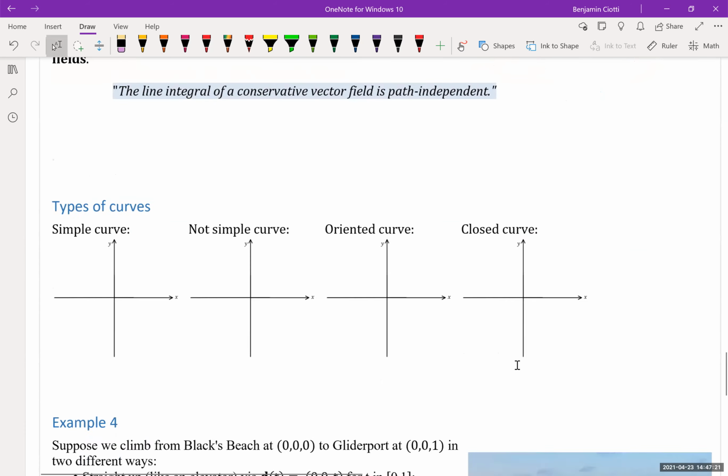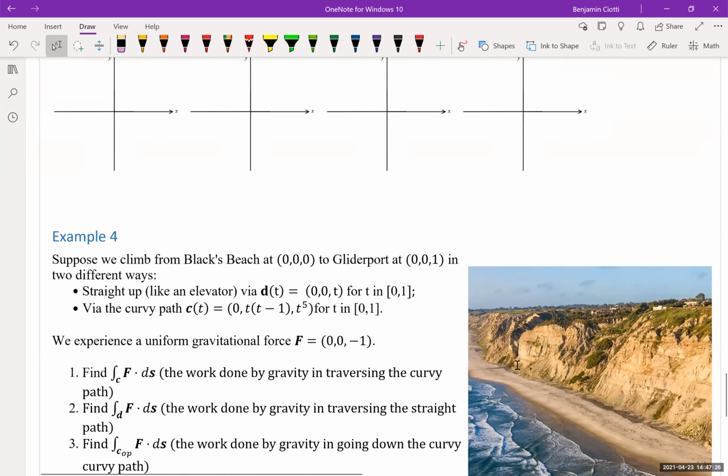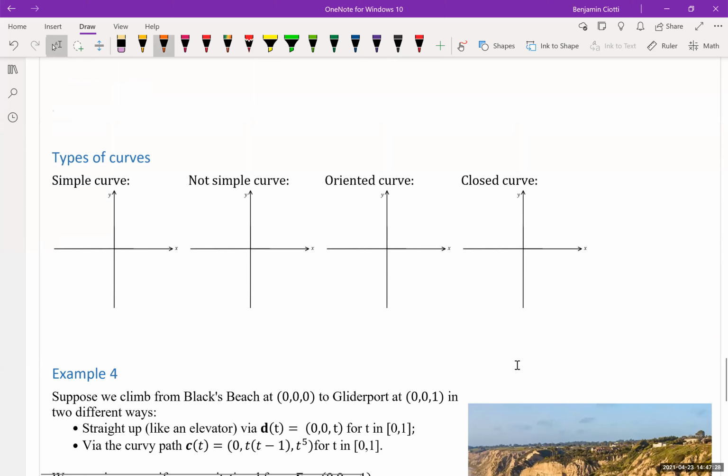Okay, so dang, I don't think I'm going to have time to do this example. Maybe I can. By the way, there are a few types of curves which I do not have time to talk about. I'll just show you very quickly that the book tells you that a simple curve is something like this, in contrast with a not simple curve, which has a point of intersection. So simple curves can't intersect.